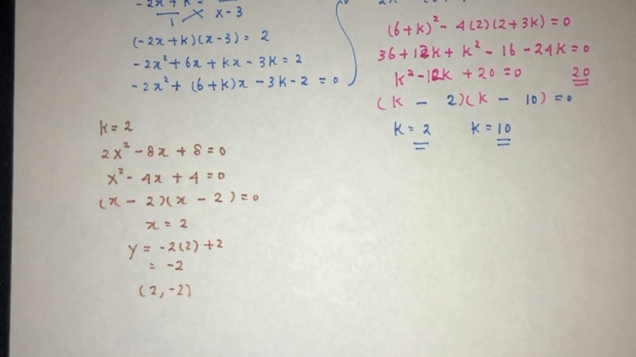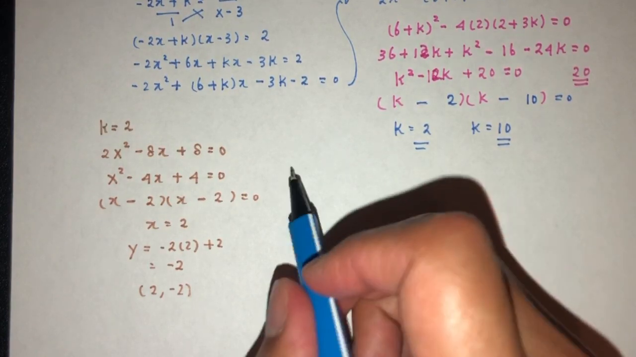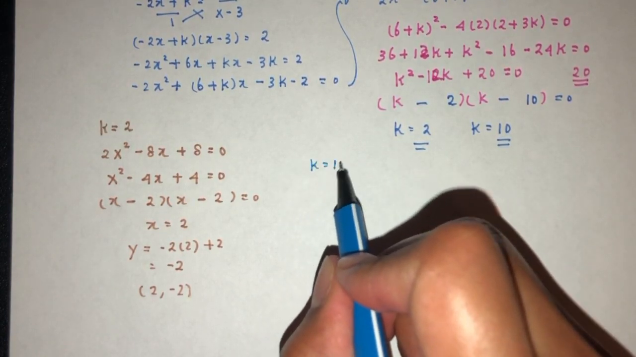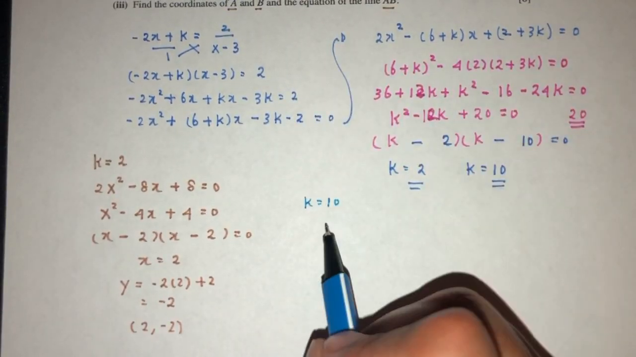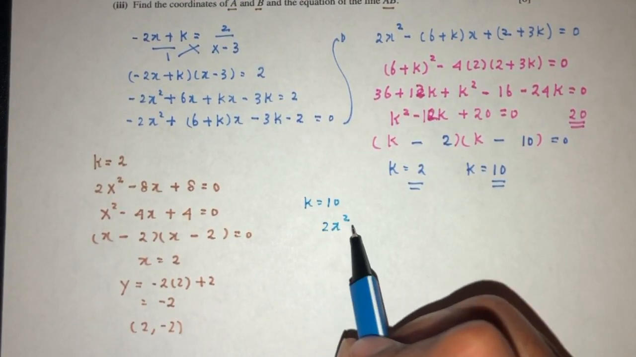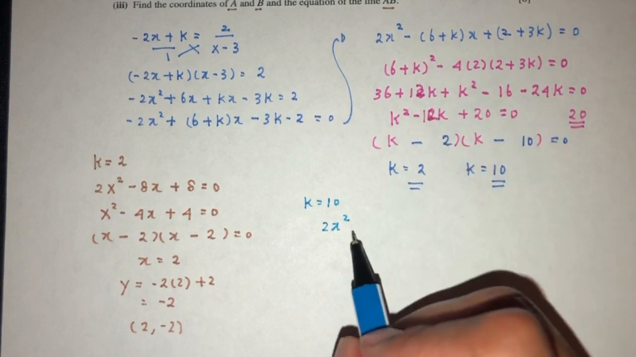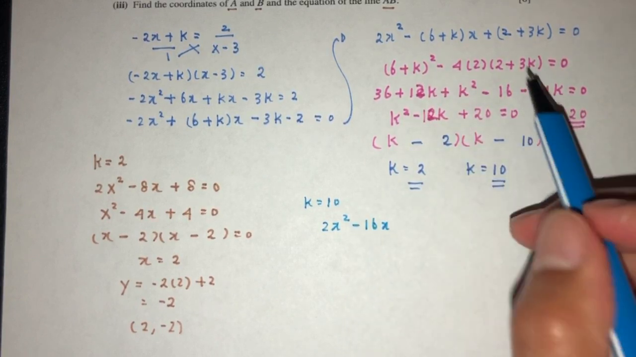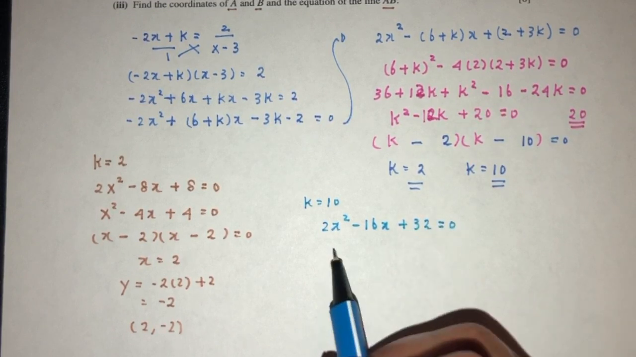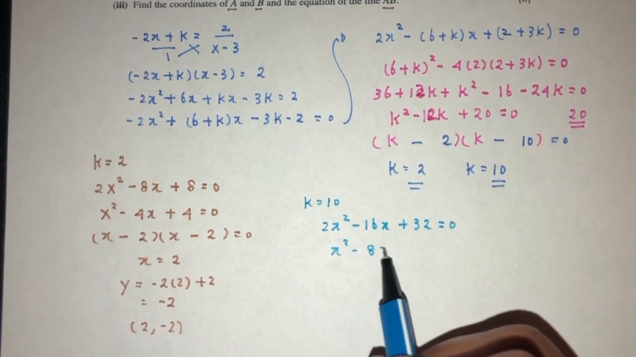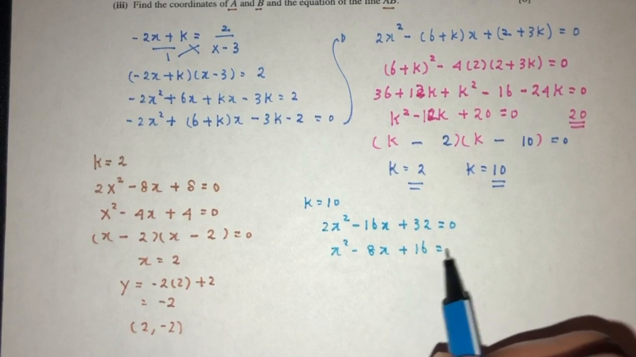Now for this one, we can choose the value of k to be 10. Let's see what happens. Replace back in here. You will have 2x squared. Here we have 16, so minus 16x, and here you have 32, have to be 0. Divide by 2, you have x squared minus 8x plus 16 have to be 0.